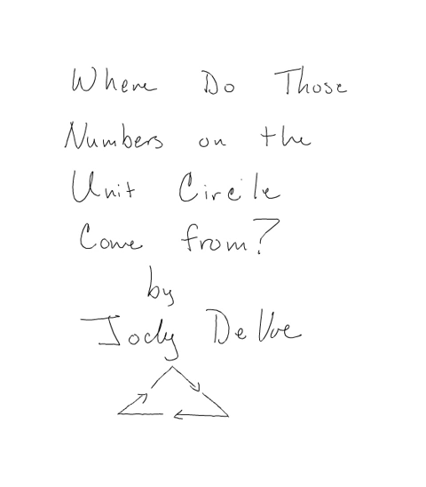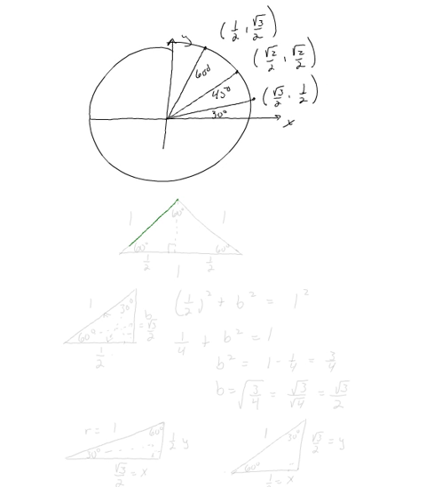Okay, so in this video I'm going to tell you where the numbers come from on the unit circle, the ones that correspond to the 30, 45, and 60 degree angles. Where we're going to start this story is with an equilateral triangle.